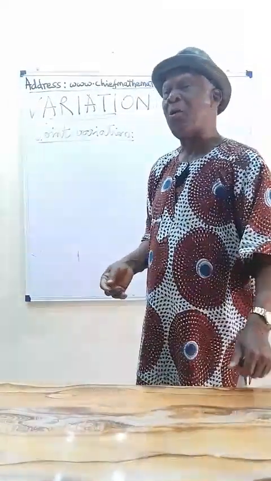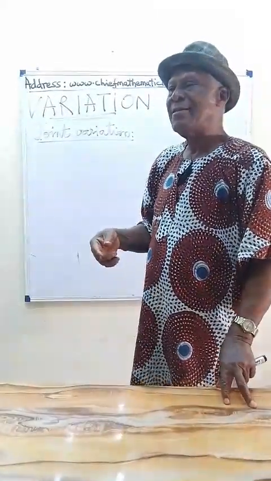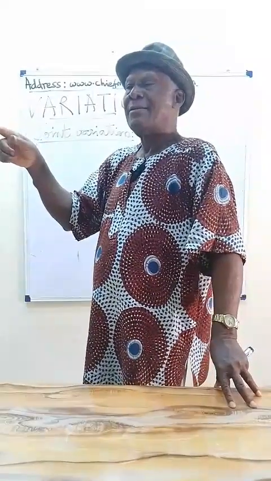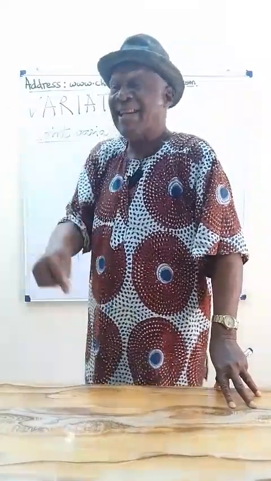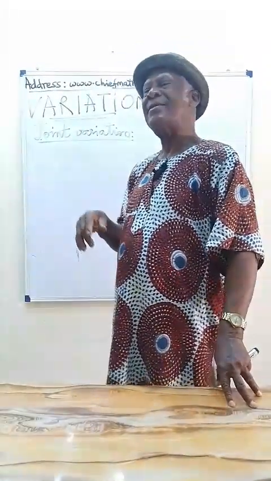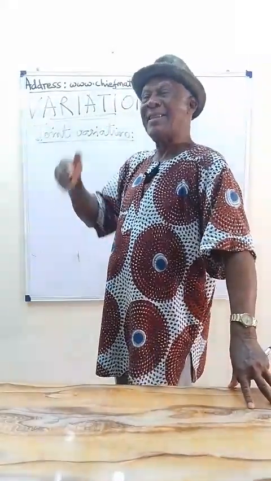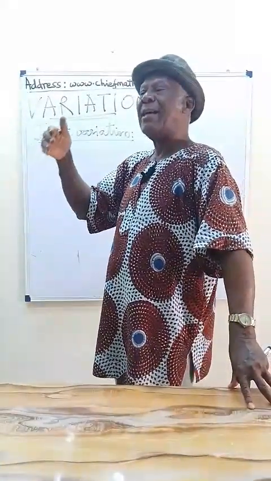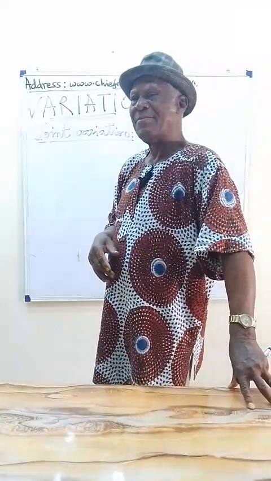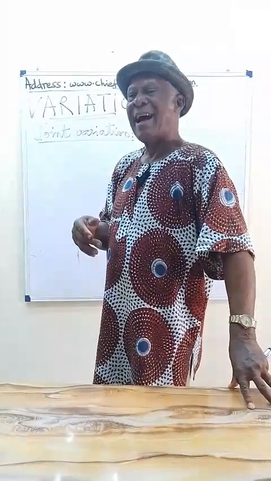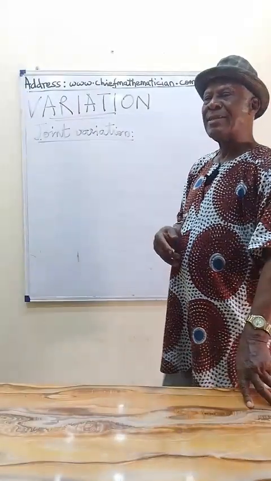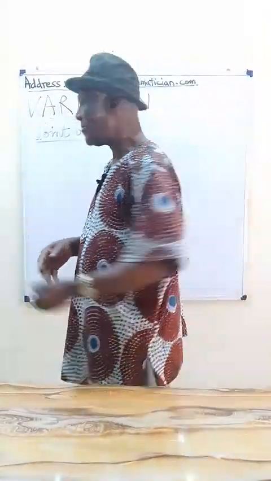Now suppose we have a situation where x varies directly as y, but varies inversely as z. Look at it again. x varies directly as y and varies inversely as z. A situation like that is an example of a joint variation.